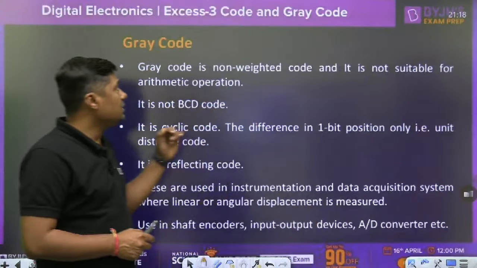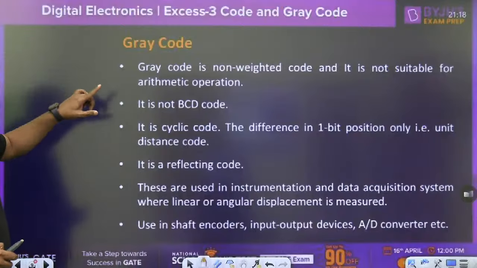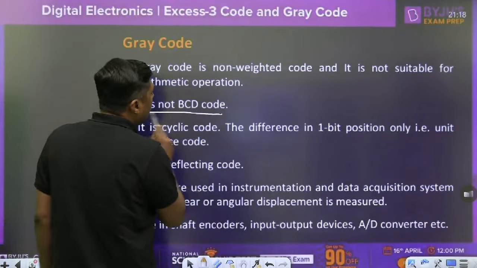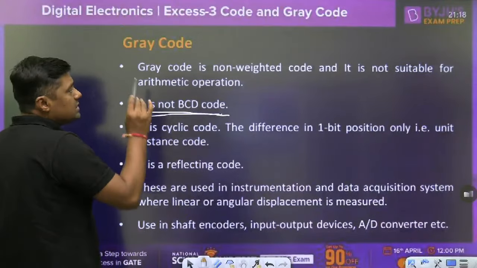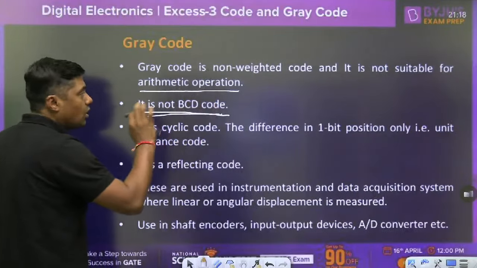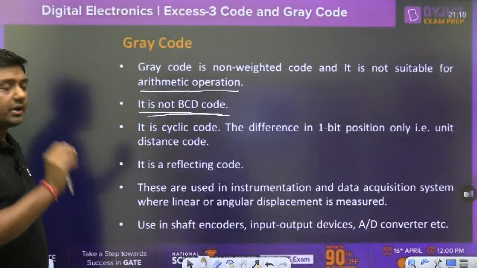Now comes the Gray code. First of all, remember it is not a binary coded decimal. It is a non-weighted code and it is not suitable for arithmetic operation.